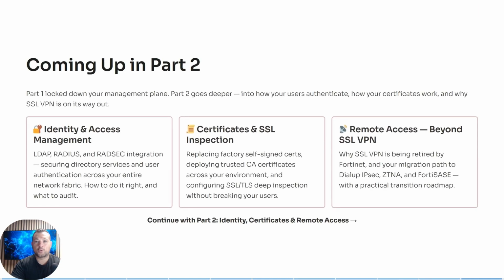So, part 2. In part 1, obviously, we covered the foundations, the critical hardening steps. In part 2, we'll go a little bit deeper into authentication, encryption, and secure remote access, including why SSL VPN needs to go. So don't skip it.